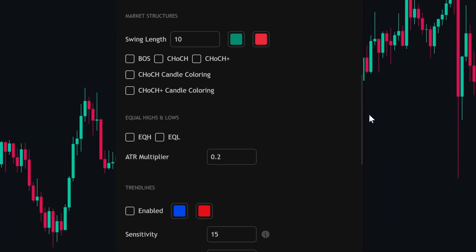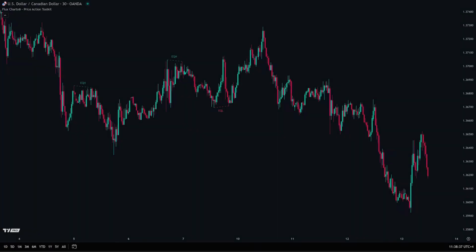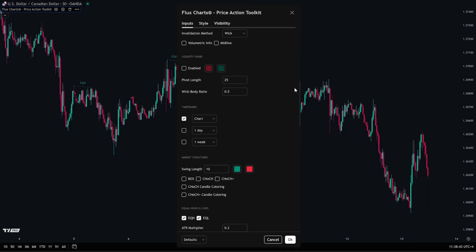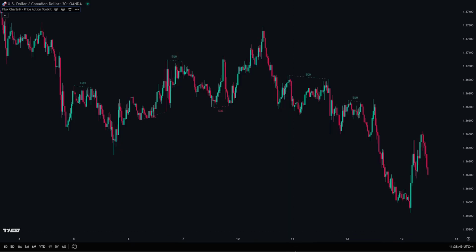Next up, we have equal highs and equal lows. These levels are important to mark on the chart because there is a higher chance of manipulation and liquidity sweeps occurring around them, as more traders are watching these areas. The indicator does a good job of automatically identifying and marking equal highs and lows on the chart. By increasing the ATR multiplier in the Settings tab, the indicator will detect and highlight more equal highs and lows by increasing the variations in price swings. The indicator's features don't end there.